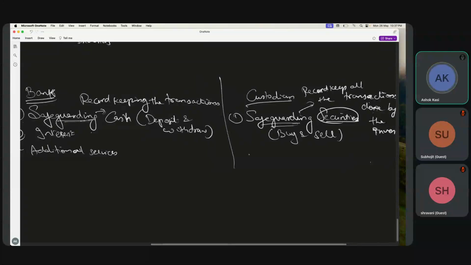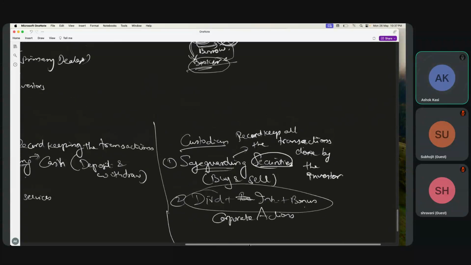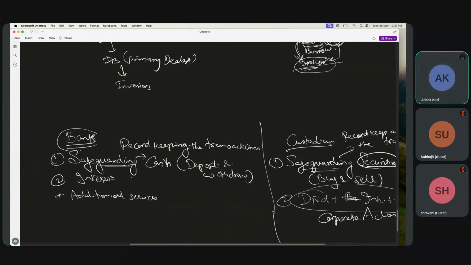Plus now they have to do some more work. If the company is paying dividends, then they have to pay dividends. If it is a bond, then they have to pay interest. Or if the company is paying bonus, then even that has to be given. So all these together are called corporate actions. They will record all the corporate actions.